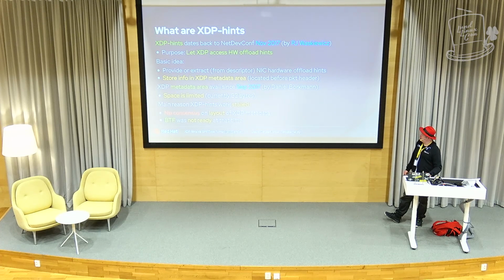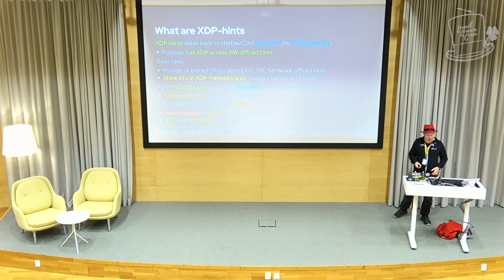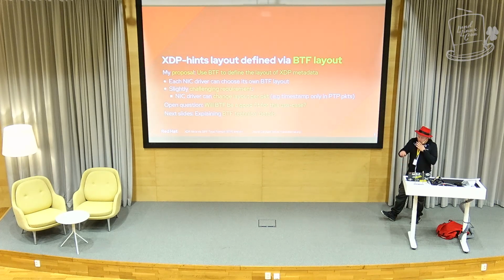The space is limited, and I want to increase it a bit to be one cache line. But I believe the main reason that these XDP hints were stalled was that we couldn't agree on a layout for how we should use this metadata area. Everybody wanted their bits in the same place, right? So I'm going to talk about something called BTF, which was not ready at the time, but I'm going to teach you a little bit about what is available today. And it's actually a quite cool kernel feature if you don't know it.